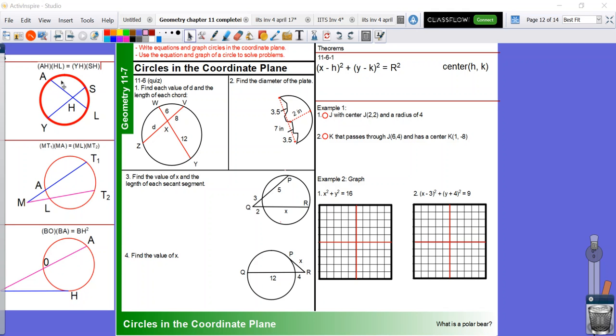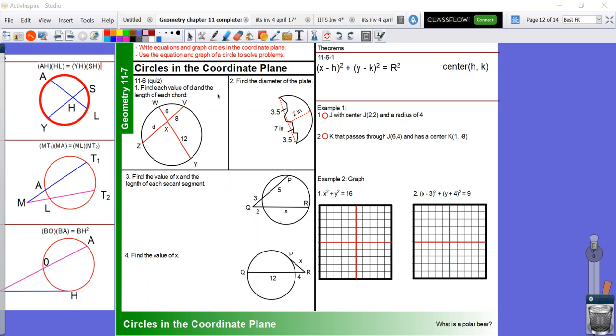We'll remember that the chord product theorem will say that AH times HL will be equal to YH times HS. It's all written right here. So we're going to take a look at that for these first two problems.